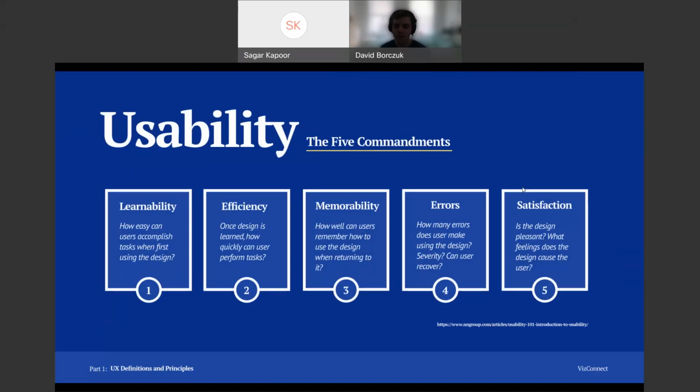Another really important one, errors. How many errors does the user make using the design, and how severe can these errors be? And do you give a way for the user to recover from these errors? Is there a reset function for your filters? Are you able to guide the user towards reverting to a home page or reverting to a previous action that they've made? And then finally, satisfaction. How pleasant is the design, how well can the experience of the user be quantified, and how nice does the user feel when using your tool? That's also really important and generates loyalty towards your product. And I'll go into that later as well.